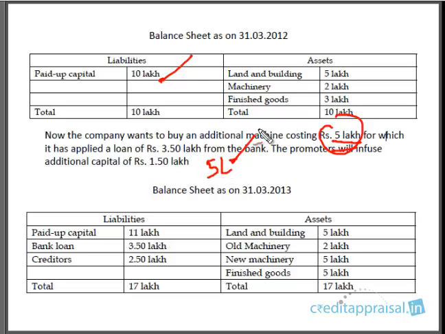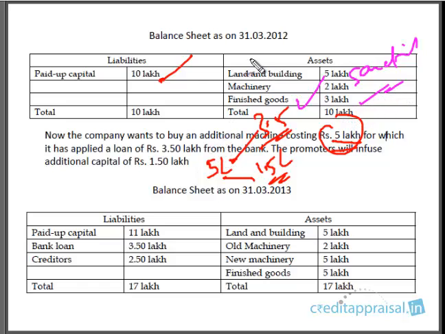Right? They're applying for a loan of 3.5 lakhs from the bank, and 1.5 lakhs they'll bring in as additional capital. So the promoters cannot bring in the entire 5 lakhs from their own sources. They're saying we can bring only 1.5 lakhs. So please give us a loan of 3.5 lakhs. So the bank has sanctioned the loan. Let us assume that the bank has sanctioned this loan of 3.5 lakhs.